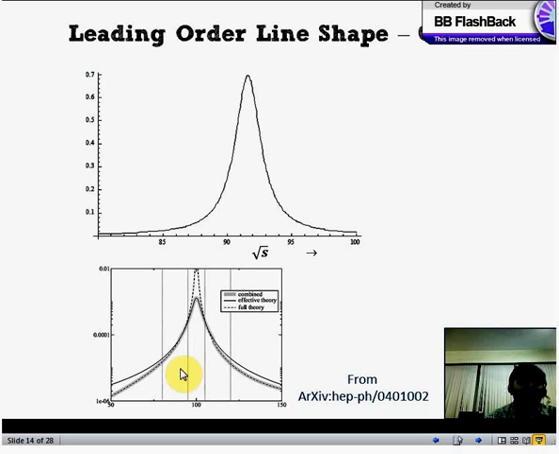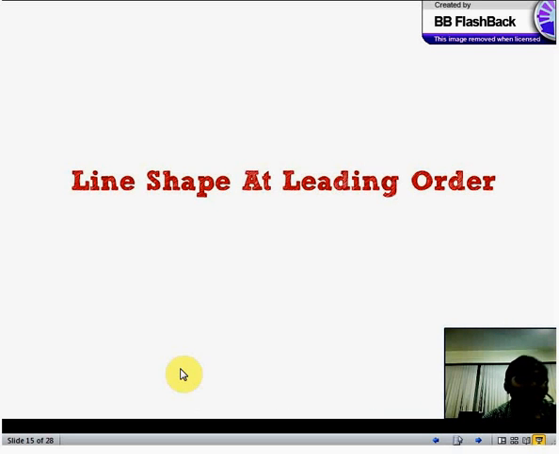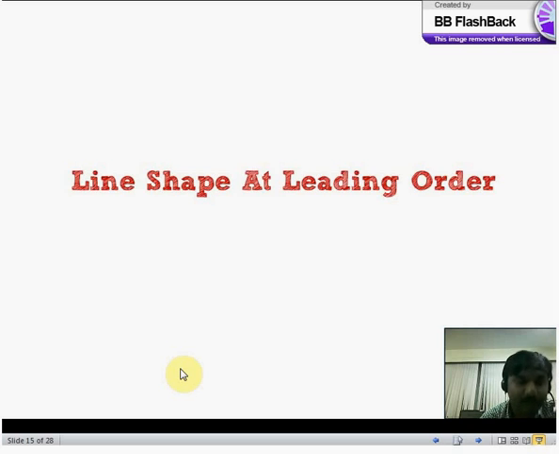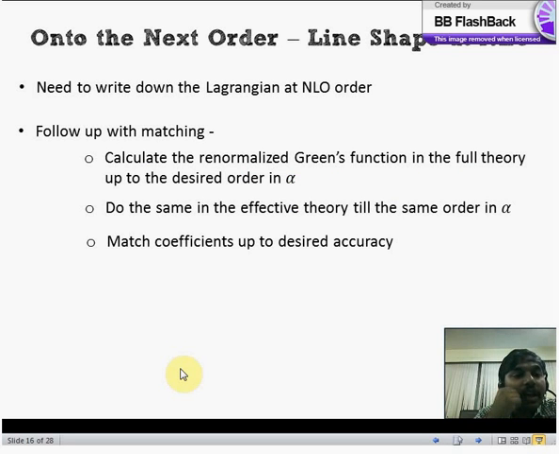Right, now we should sail forward and calculate the line shape at the next to leading order, and this will require a lot of technical matching that we have to be very careful about. So let's see, if we take the next to leading order, then we need to write down the Lagrangian to next to leading order. We again have to do the things that we have been doing. We have to calculate the renormalized Green's functions, the propagator, in the full theory to the desired order in alpha or delta, and we have to do the same thing in the effective theory and then match. We have to match the coefficients to the desired accuracy.